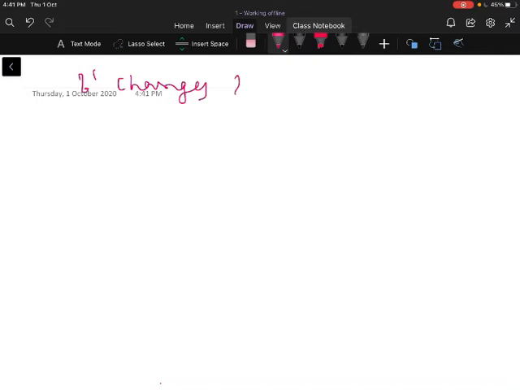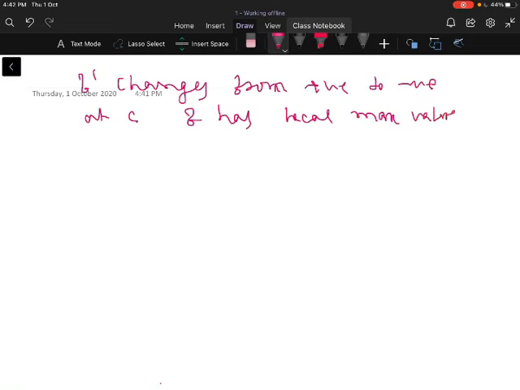f dash changes from positive to negative at C, then f has local maximum value at C.